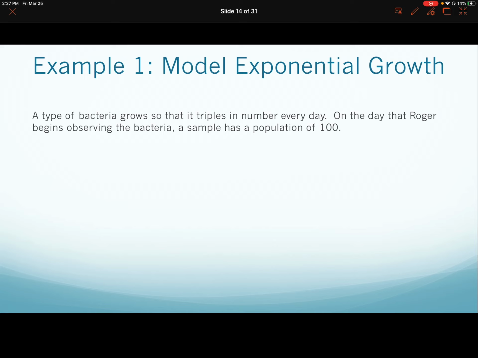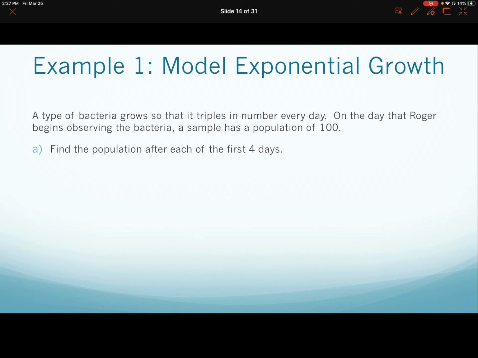So in this example, we're going to take a look at bacteria. It says a type of bacteria grows so that it triples in number every day. On the day that Roger begins observing the bacteria, a sample has a population of 100.